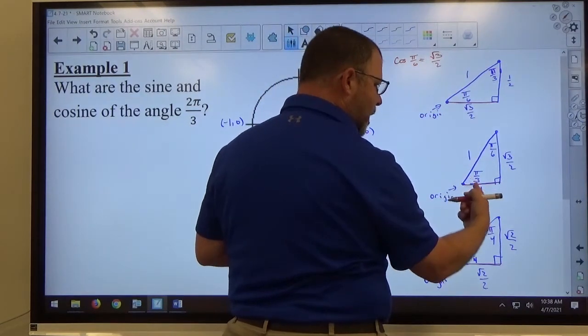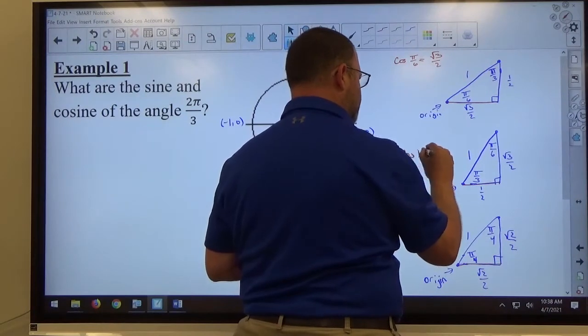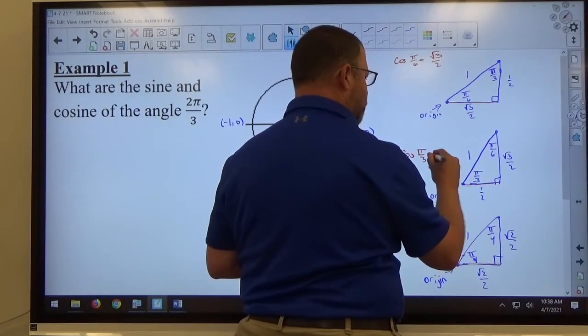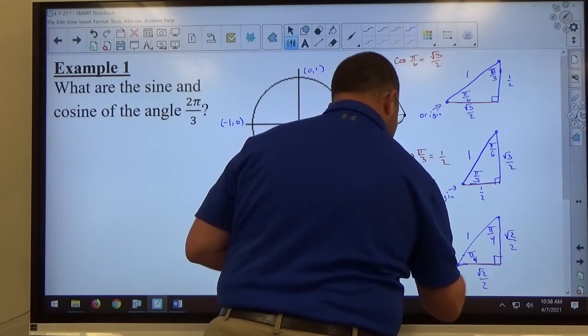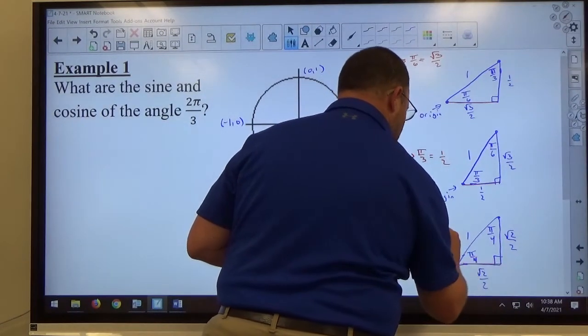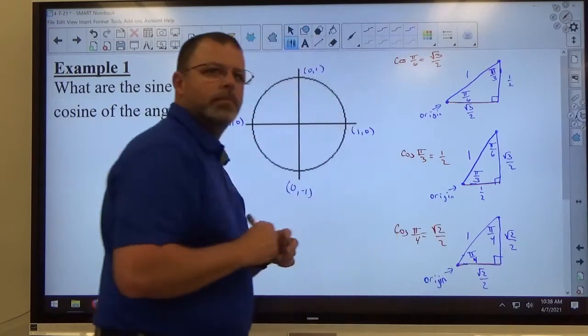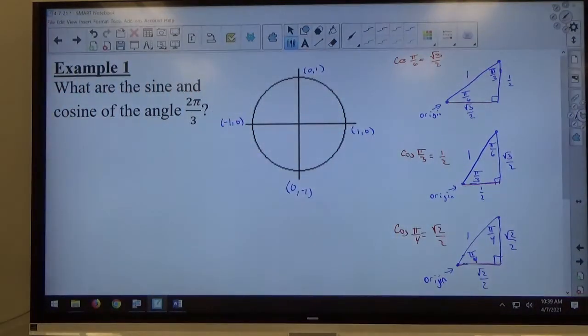The cosine of pi over 3 is that side, that equals 1/2. The cosine of pi over 4 equals that side, which is the square root of 2 over 2. That's the usefulness of these reference triangles. I know exactly what the cosine of each of those angles is.